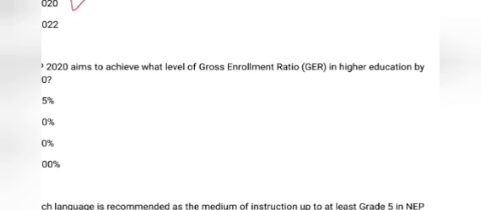Then NEP 2020 aims to achieve what level of gross enrollment ratio, GER, in higher education by 2030? 25%, 30%, 50%, 100%. So number 3, it will be 30%.